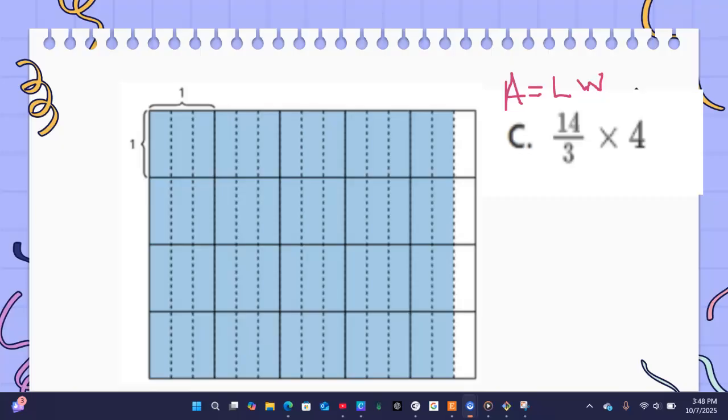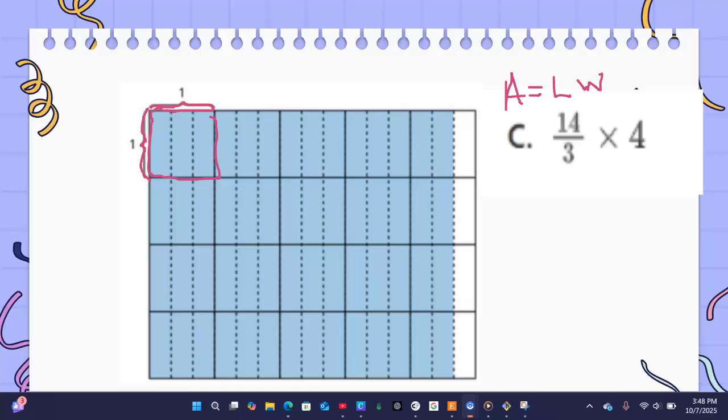All right, so as we can see here, the first expression that we have is 14/3 times 4. So how do we see 14/3? Well, first of all, we have to take a look at this area right here. This box right here represents one whole unit, and you will know that by the brackets that you see here, and you see a number 1 above it. Okay?